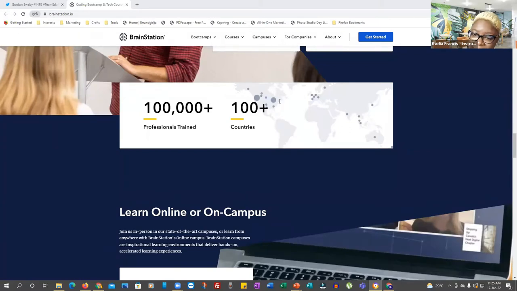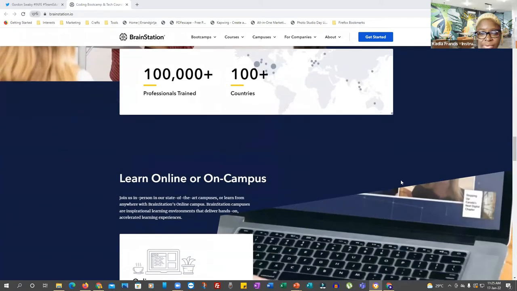Customer base, exactly. This is customer base. Basically, what they're saying is, look how many people we've trained and look how far our product or service has reached, over 100 countries. 100 plus countries, that's a lot. There's 280 official countries in the world. 100 plus countries is a lot. And this is a small brand, right?